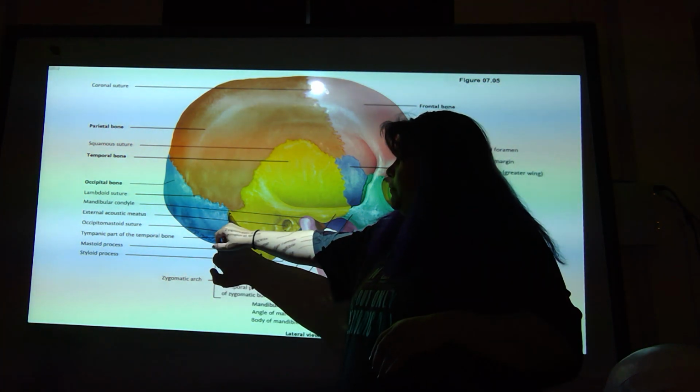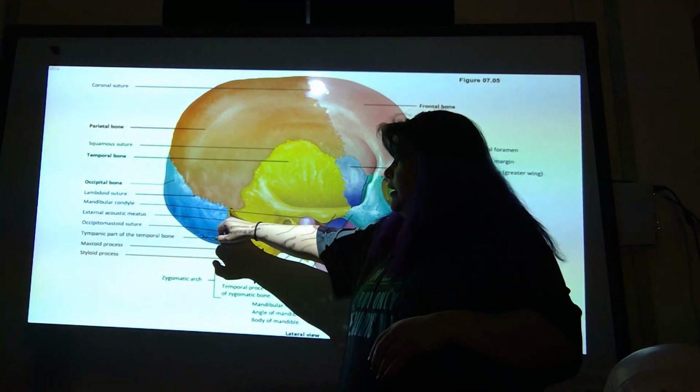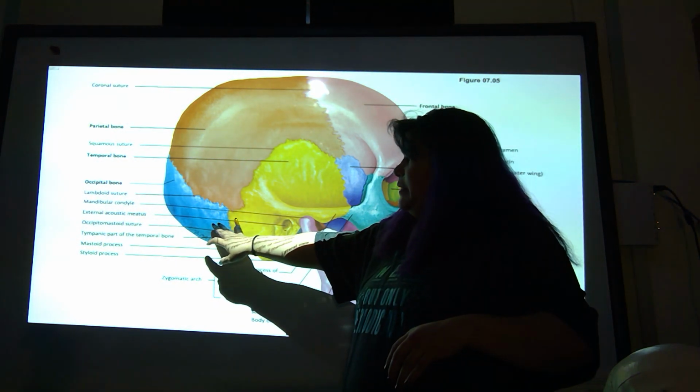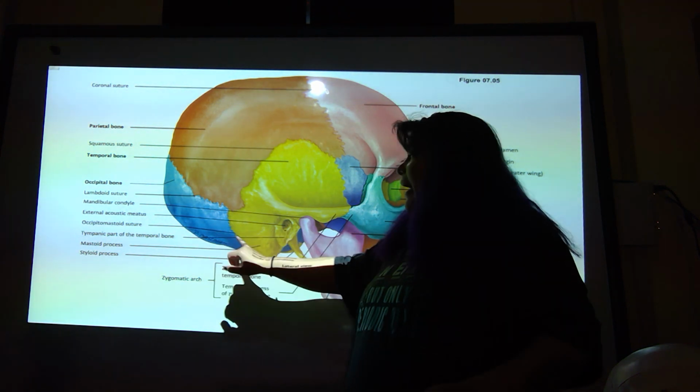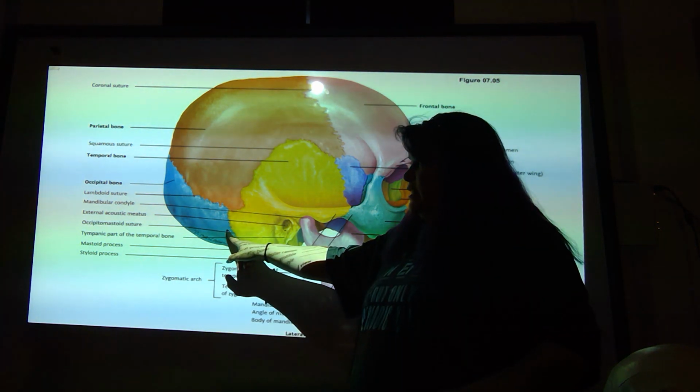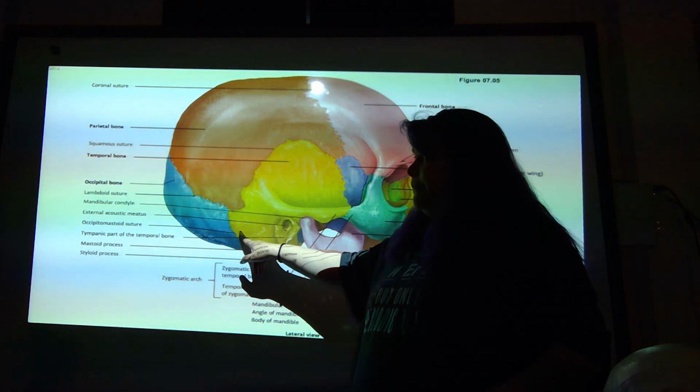This is the Occipitomastoid Suture. And the reason that it's called that is because this blue bone back here is called the occipital bone, and this is the mastoid, so this is the junction between the two of them, okay?